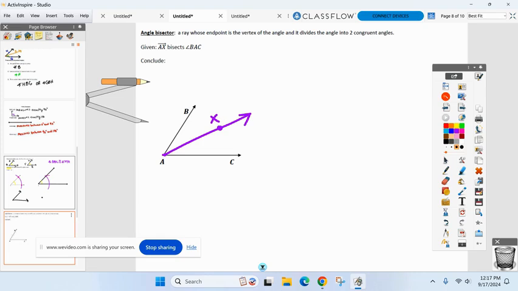Tell me what angles are congruent up here now so I can write it down where it says conclude. Okay, I now know that this is a bisector. It cuts it into two congruent angles. Go ahead, Karen, what do you have? Angle BAX. Great job naming that one. So everybody, angle BAX is congruent to, you want to keep going? Angle XAC. Perfect.